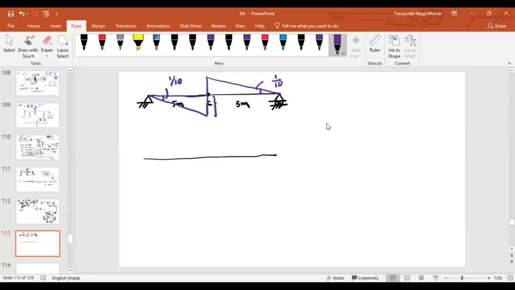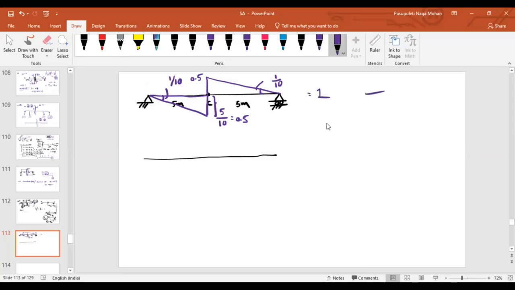From here to here, what is the distance? 5 meters. So what is the ordinate? 5 divided by 10, 0.5. And here also how much do you get? 0.5. And if we add these two values, then again you are getting 1.